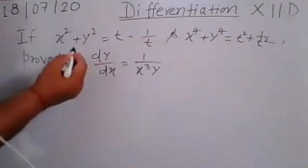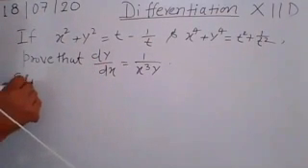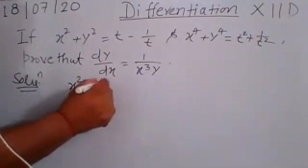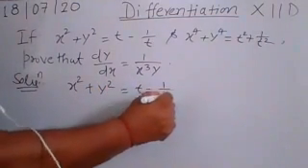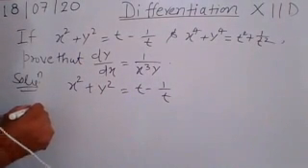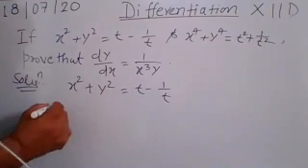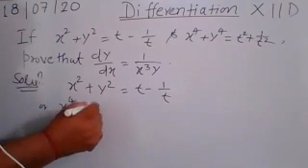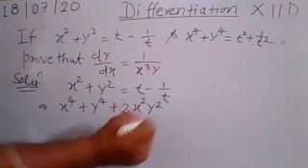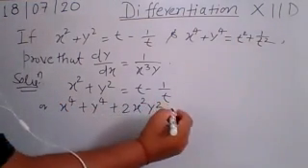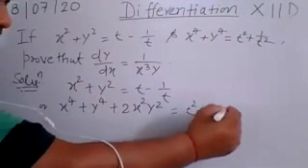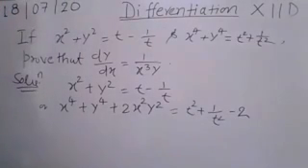In the solution, first of all you write your given equation as x square plus y square is equal to t minus 1 upon t. Now taking square both sides, you have x to the power 4 plus y to the power 4 plus 2 times x square y square. On the right side you have t square plus 1 upon t square, and here you have minus 2.